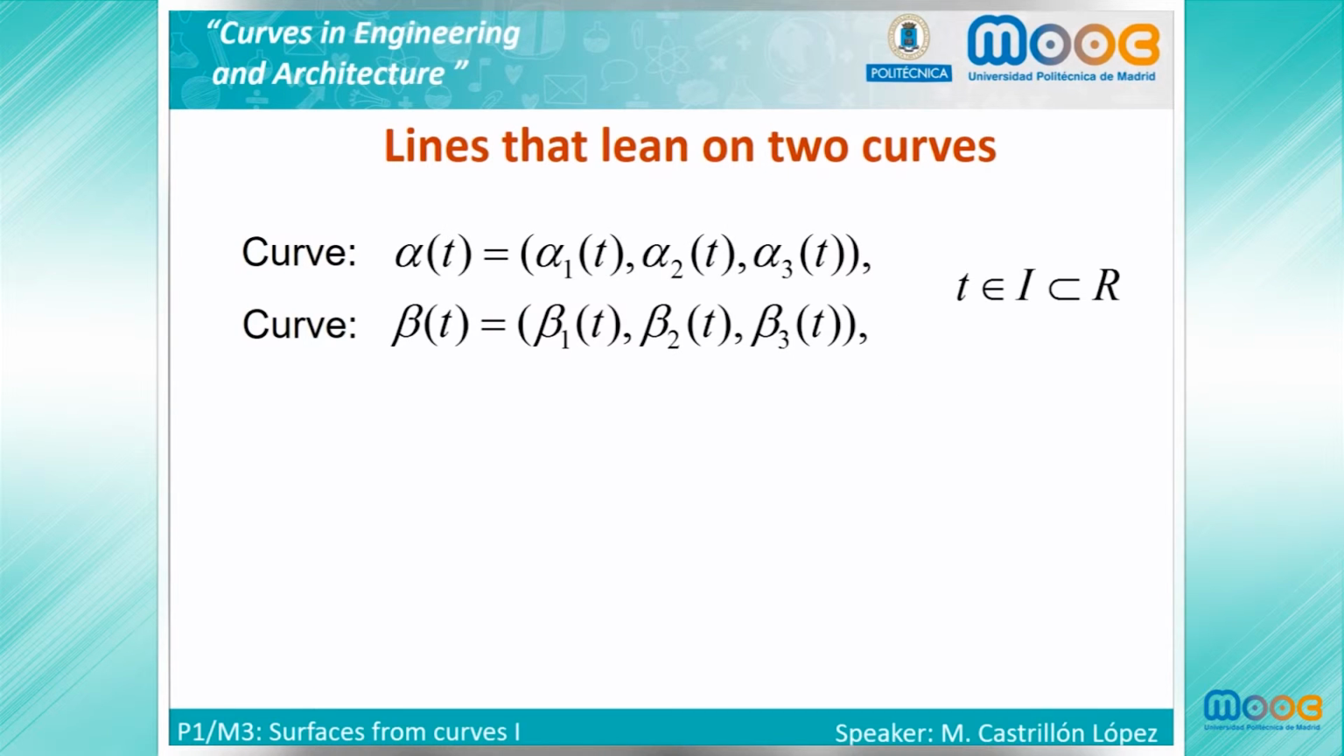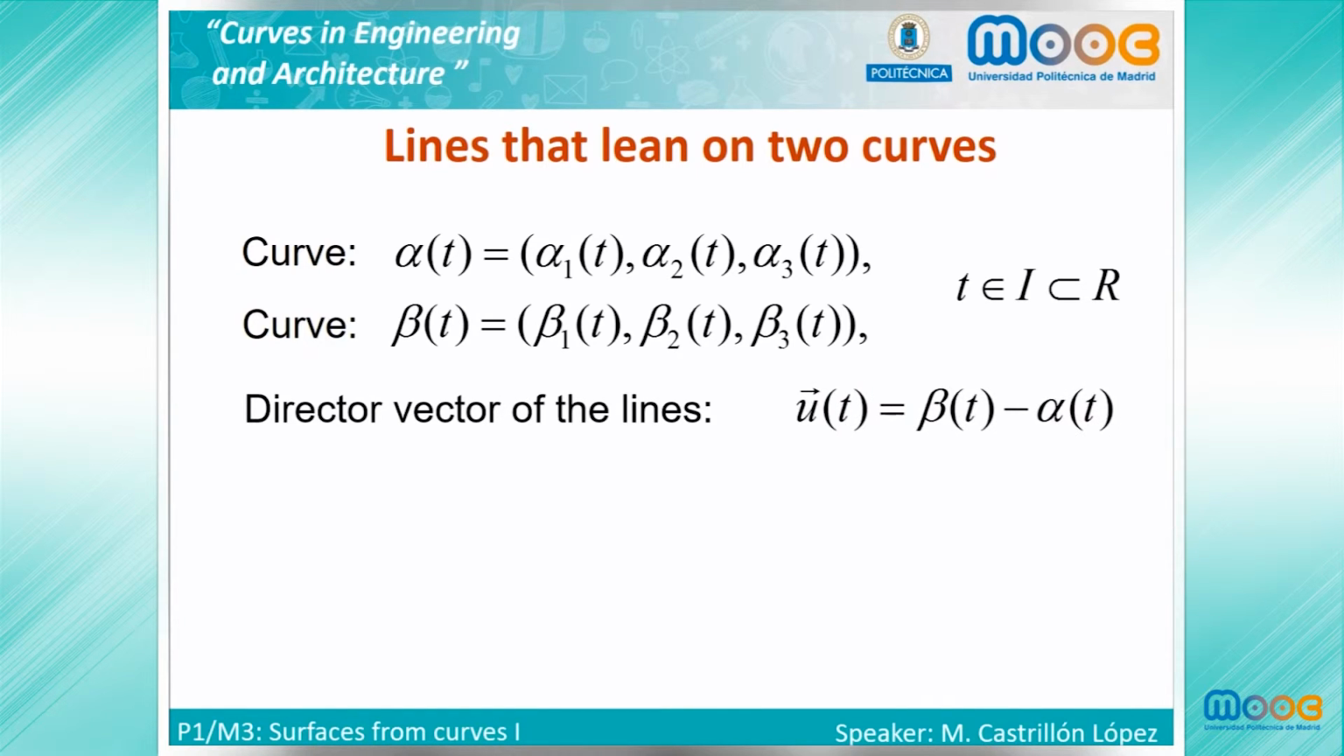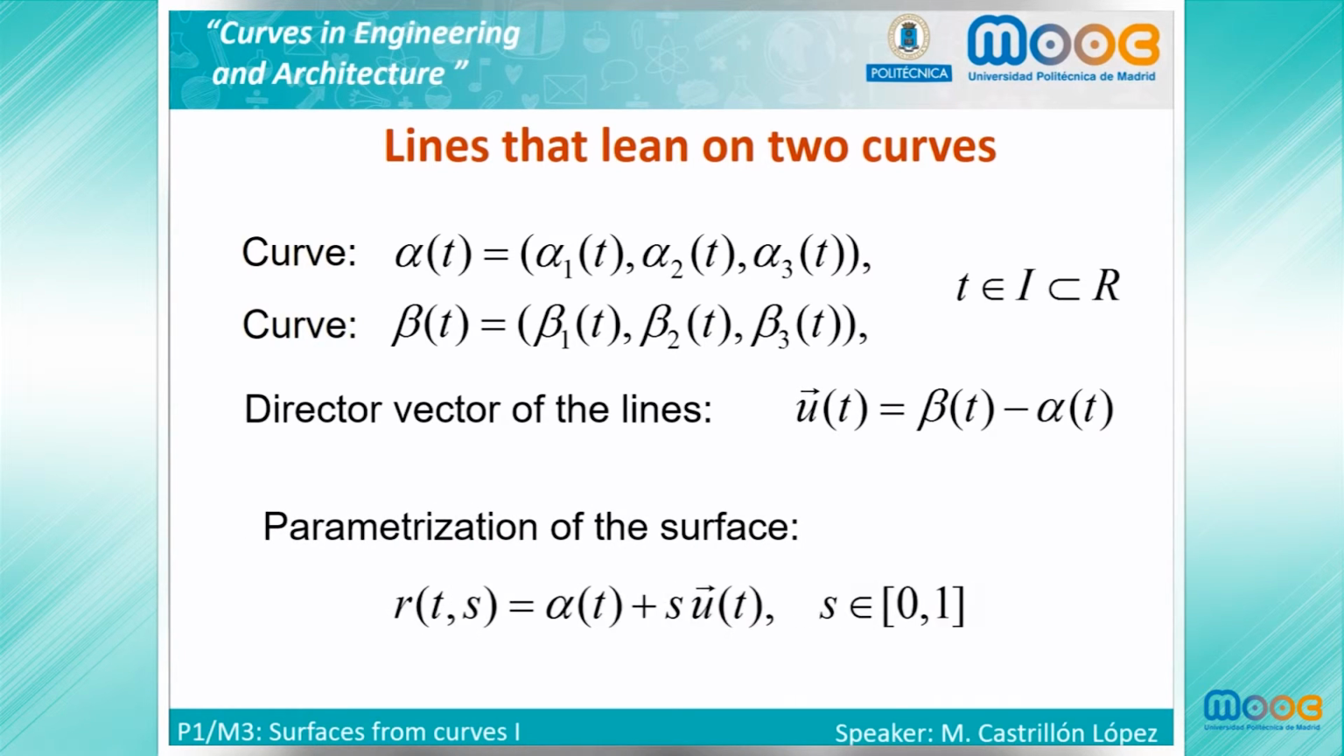Another way to parametrize ruled surfaces is by considering the set of lines that lean on two curves, for example alpha and beta. The direction of these lines, the vector u, is the difference between beta and alpha, and note that it depends on t. Then we can parametrize the surface as the points alpha plus a parameter s times this vector u. Again, the parameter s is the parameter that moves the points along the lines of the surface.